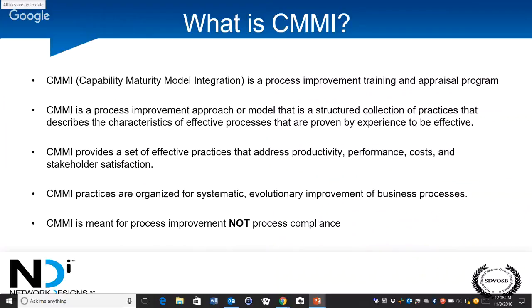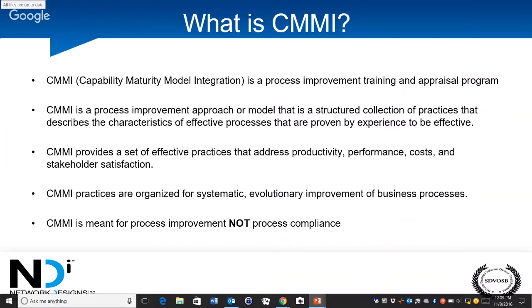CMMI practices are organized for systematic evolutionary improvement of business processes. We certainly want to improve how we do things at NDi. By improving, we become more efficient and more competitive. CMMI is meant for process improvement, not process compliance. What does that mean? Well, that means that we're looking to look internally into ourselves to see what we do and how we do it so that we can improve on our own, not by way of a set of rules or standards, as you would see in something like ISO 9000.